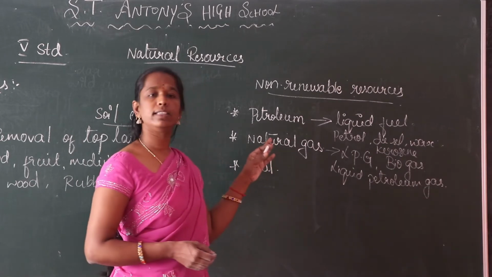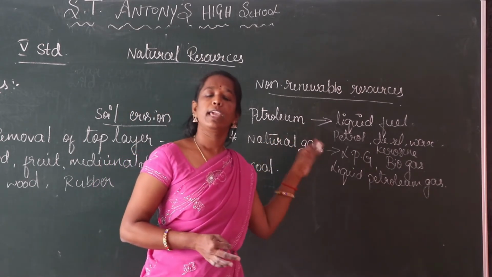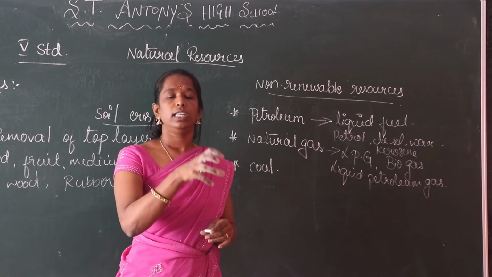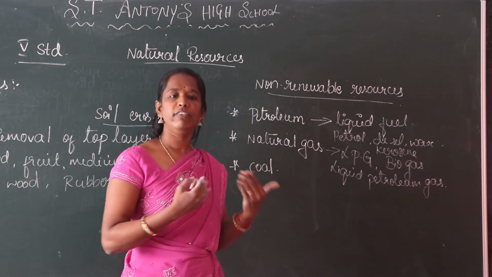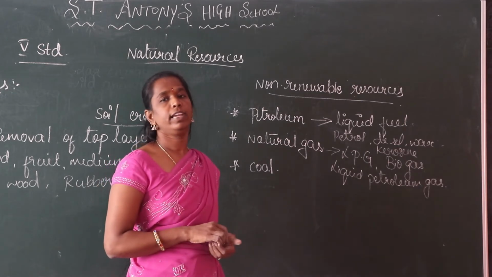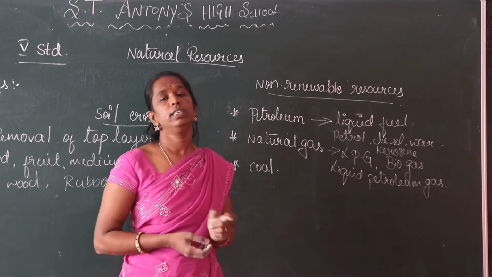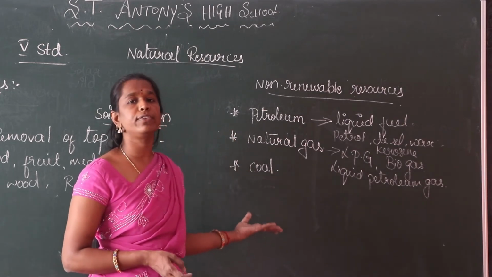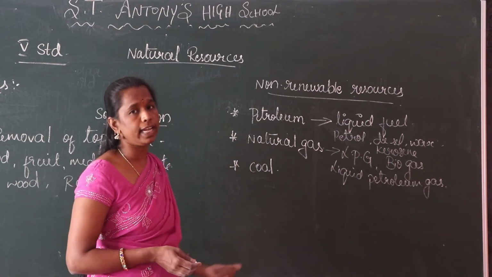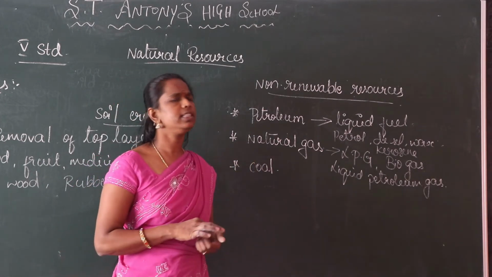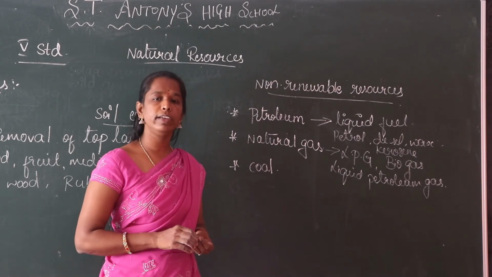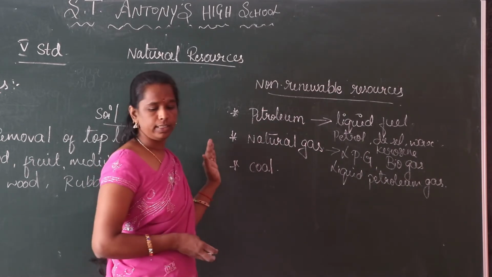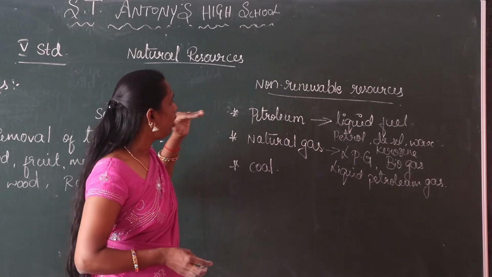And also biogas is one of the natural gases we get from dead and decaying matter, animal waste and plants. So it is one of the processes by which we get gas from plants and dead and decaying matter. It is also known as gobar gas. Biogas, we also call it gobar gas. So it is a non-renewable resource.